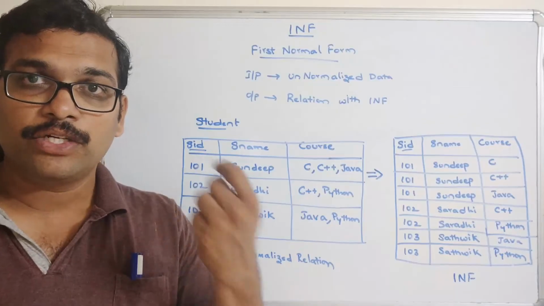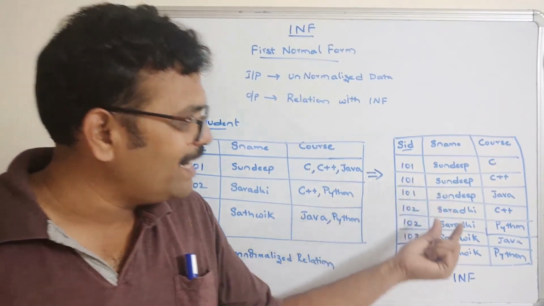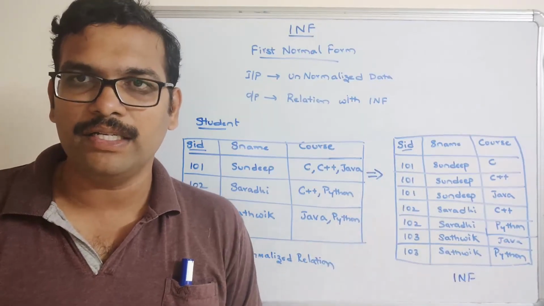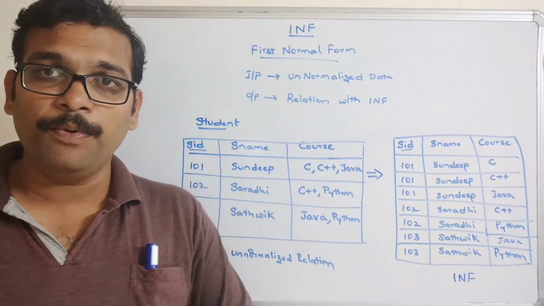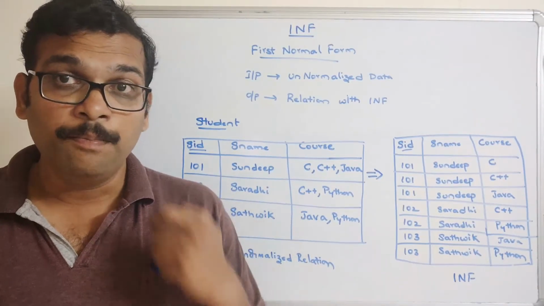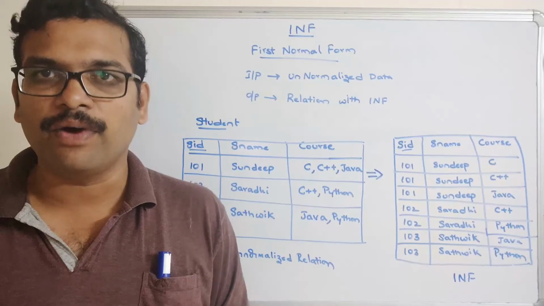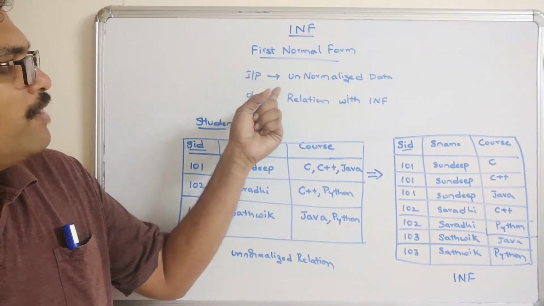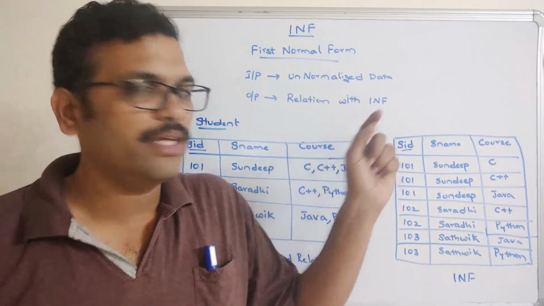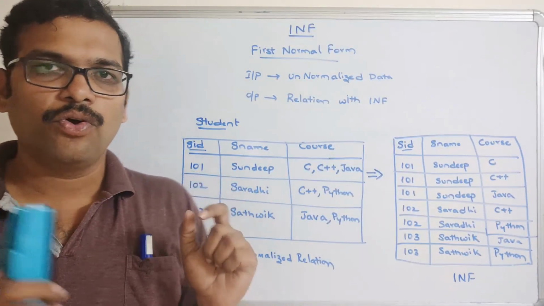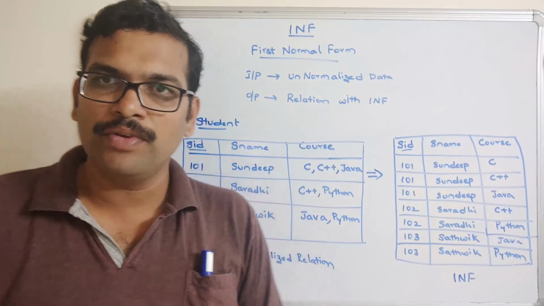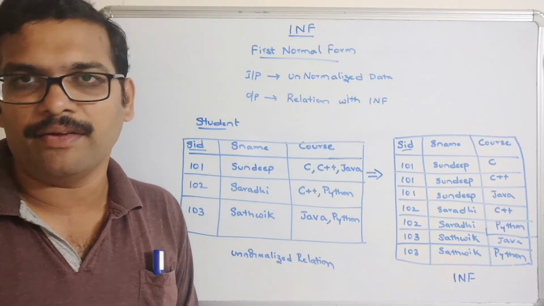Coming to 2NF, if you want to find out whether a relation is in 2NF, it should first satisfy the 1NF conditions. That means the input for 2NF is a relation in 1NF, and the input for 1NF is unnormalized data. So from that we have to achieve 1NF, right? Hope you understood this first normal form. So let's stop here. In the next session we'll go with the next level, that is 2NF.